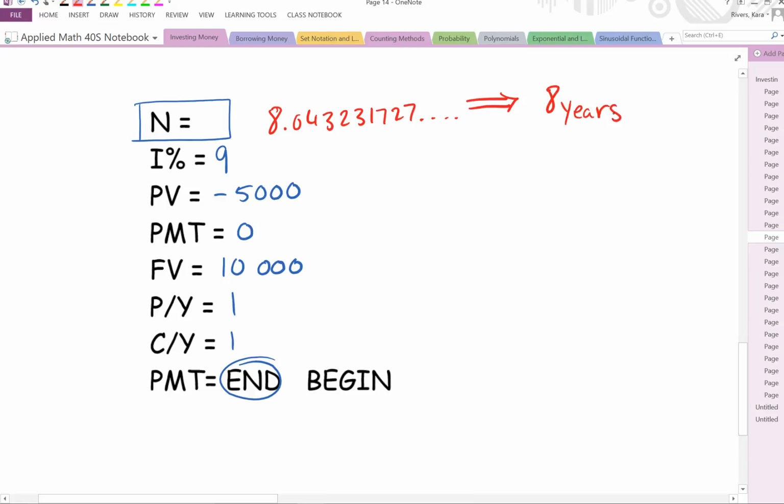And that's really all there is to the TVM solver. However, sometimes you'll get questions and things will change a little bit. So you need to understand what the variables mean and how to put the data in that you're given in the question. So let's try C.